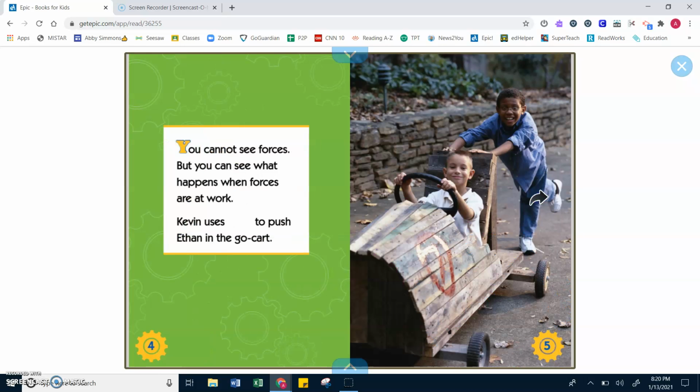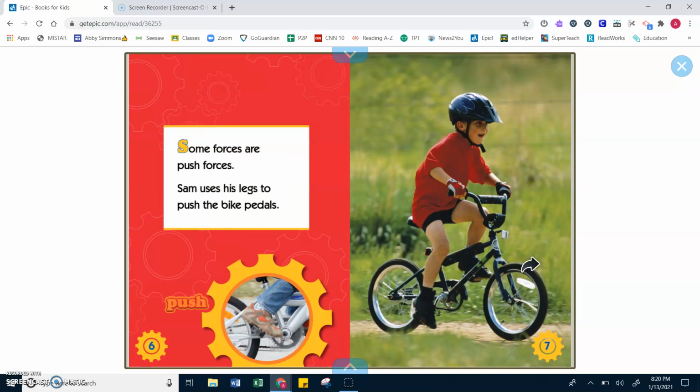All right, so you cannot see forces, but you can see what happens when forces are at work. Kevin uses his body to push Ethan in the cart. As you can see here, this is Kevin, and he is using his arms and his legs, and he is pushing away from himself. Some forces are push forces. Sam uses his legs to push the pedals of the bike. So it's a picture here showing you that he is pushing. So that is going away from his body.